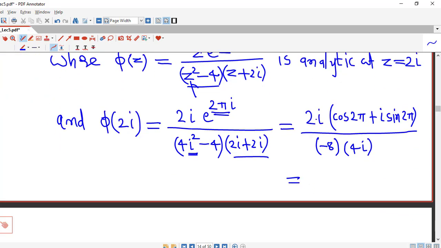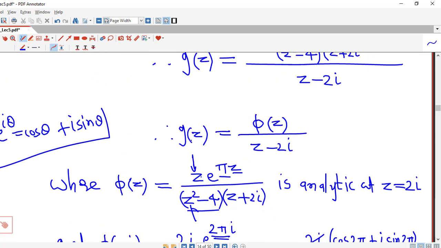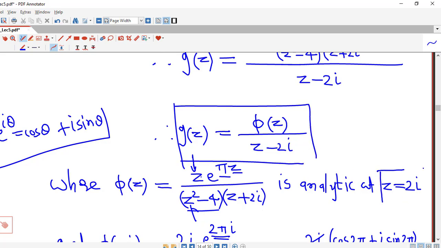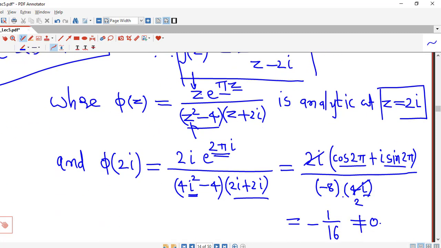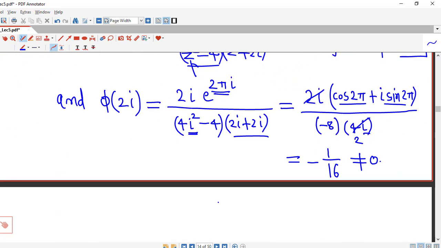So now we can cancel out this i with this i, 2 will cancel out, so we have 2 here, so there will be minus 16 in the denominator. Cos 2 pi is 1, sin 2 pi is 0, so this is nothing but minus 1 by 16, which is non-zero. So g of z is written as phi of z over z minus 2i, where phi of z is analytic at z equal to 2i and phi of 2i is non-zero.